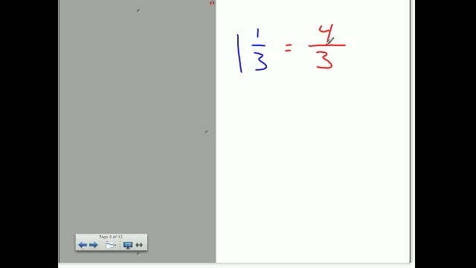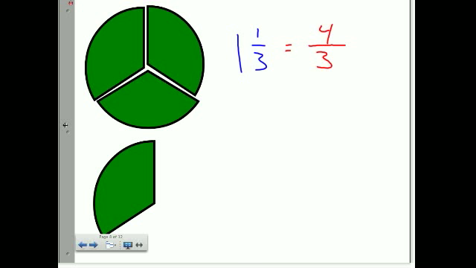So I have 4 thirds. And this is what 1 1/3 is equal to, 4 thirds. You can see we have 1, 2, 3, 4 thirds. And if you look at the whole picture, it's 1 whole and 1/3 of another.